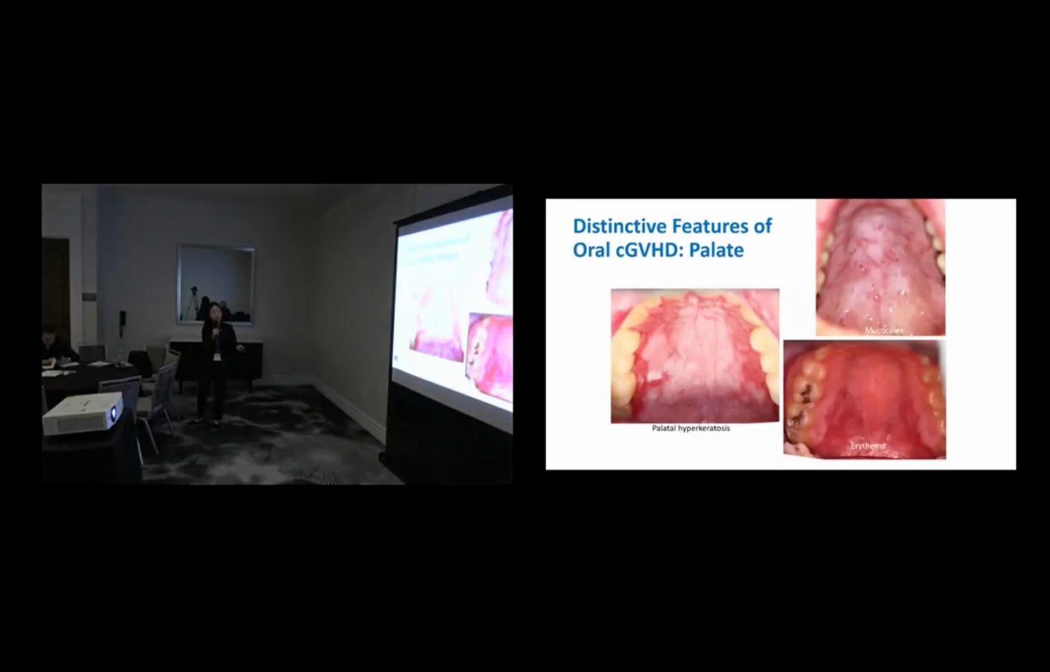You can also have different presentation in the palate. You can clearly see that patients just develop differently. So they could have these striations, but some could just have that erythema, that redness on the roof of the mouth. And some patients could present with these mucoceles, but not everyone.